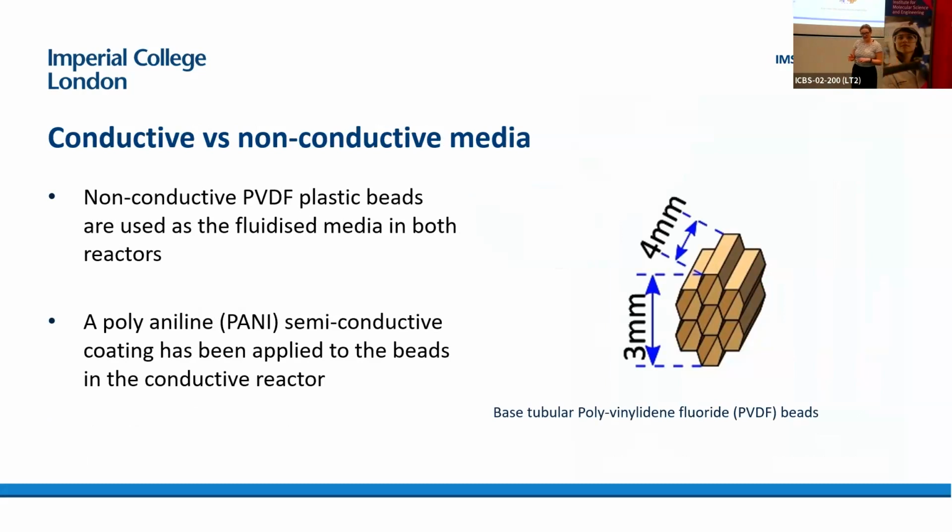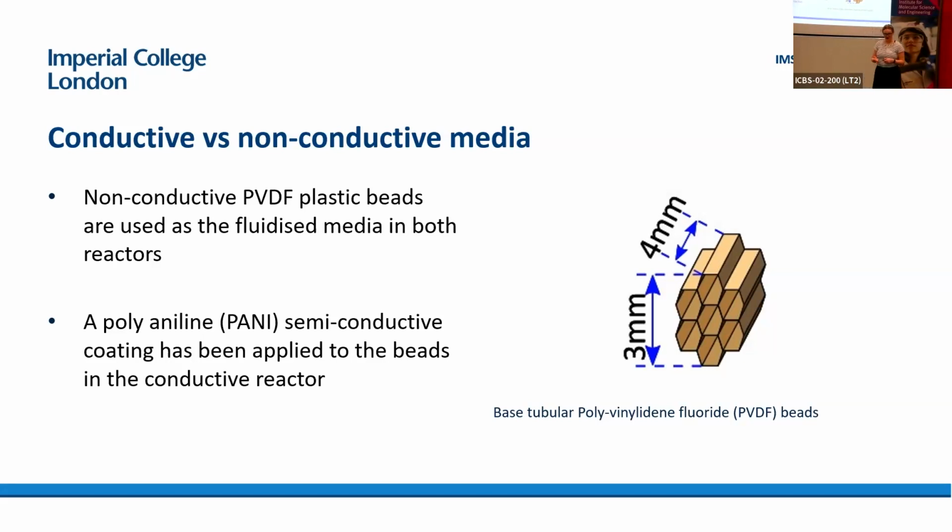The conductive ones are then treated with a semiconductive polyaniline coating. We did initially start with granular activated carbon, which is extremely porous and very, very conductive, but we found that operationally it was just a nightmare. So we switched to a semiconductor that was easier to operate.